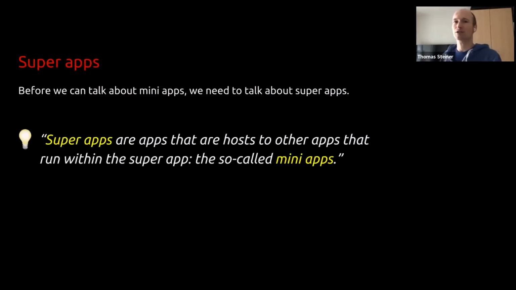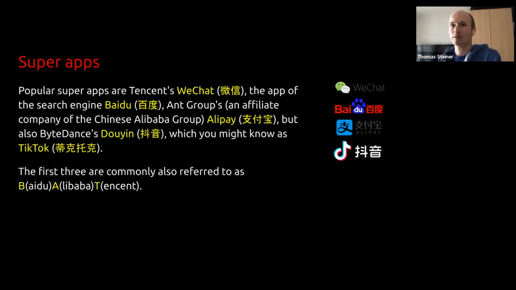Before we can start talking about mini apps, we need to talk about super apps. Super apps are apps that are hosts to other apps that run within the super app, the so-called mini apps. Some popular super apps are Tencent's Wechat, the app of the search engine Baidu, Ant Group's Alipay, which is an affiliate of the Chinese Alibaba group, and also ByteDance's Douyin, which some of you in the US and in the world might also know as TikTok, with some interesting political developments happening right now around the company. And the first three companies are also known as BAT: Baidu, Alibaba, Tencent. So if you come across this acronym, that's what it stands for.